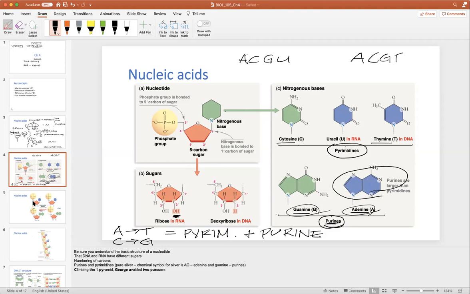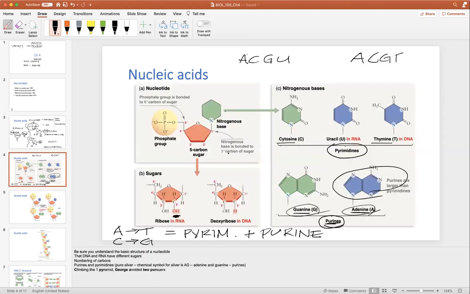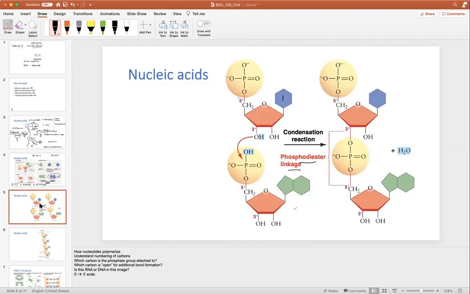All right, moving forward. Let's talk a little bit about how these individual nucleotides polymerize to become a polymer, okay? So remember, polymers are made of monomers. So far, what I've told you about is the monomer, okay? We haven't even gotten to the polymer yet. So let's get there. All right, here we have 1 nucleotide, and here we have another nucleotide.